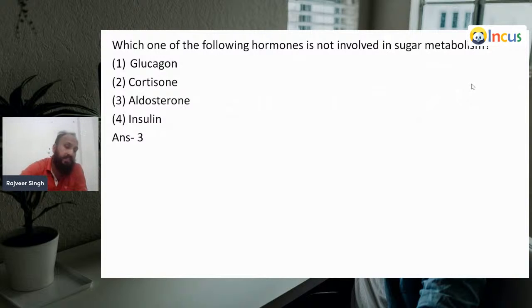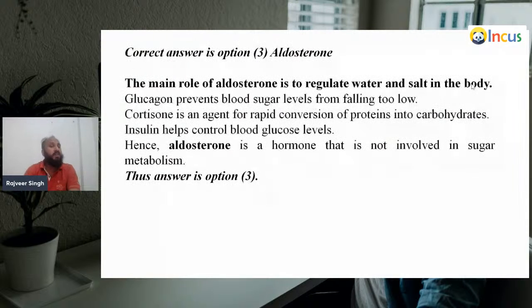So next question is about which one of the following hormones is not involved in sugar metabolism? Glucagon, not right. Cortisone, not right. Aldosterone, yes. This is a steroidal hormone, so this is not involved in sugar metabolism. Insulin is also part of sugar metabolism. So the answer will be third, because the main role of aldosterone is to regulate water and salt in the body.